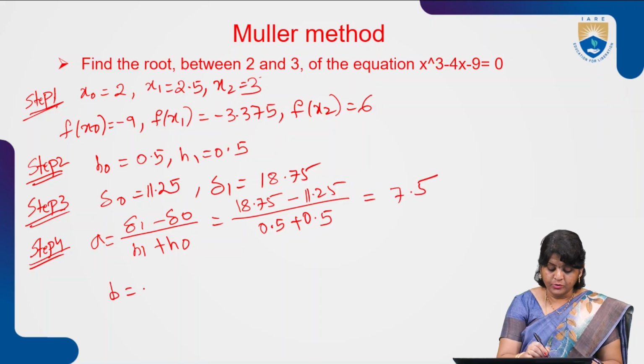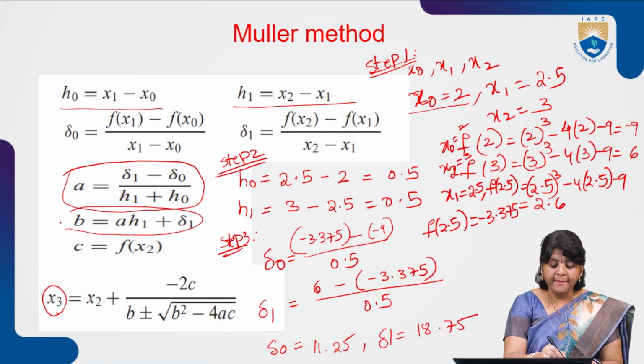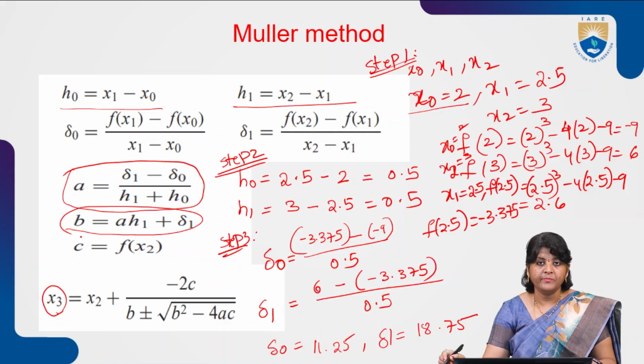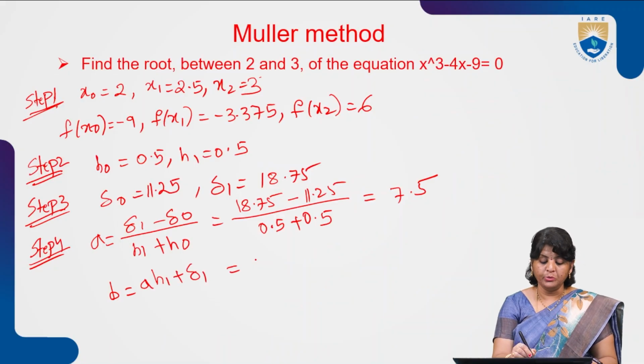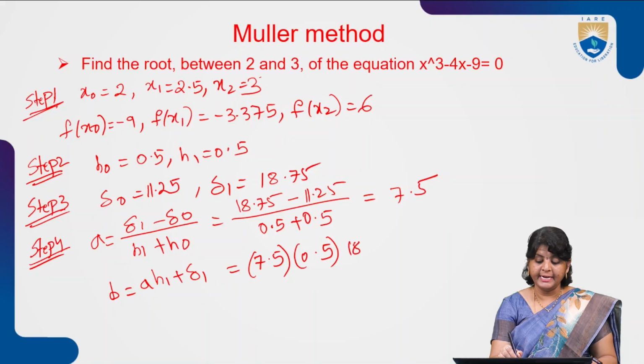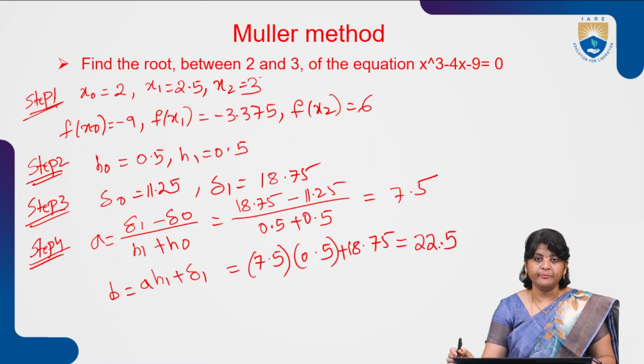Now the B value. To find the B value, the formula is B is equal to A into H1 plus delta 1. Here A is 7.5, H1 is 0.5 and delta 1 is 18.75. So this is equal to 22.5. So the B value is 22.5.